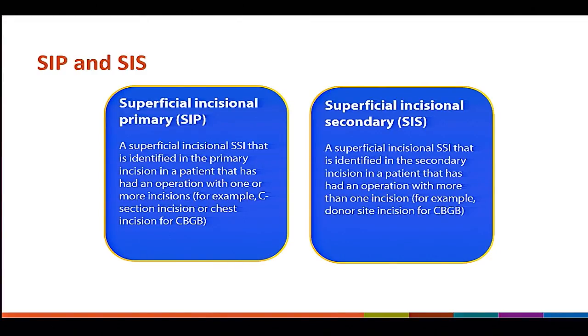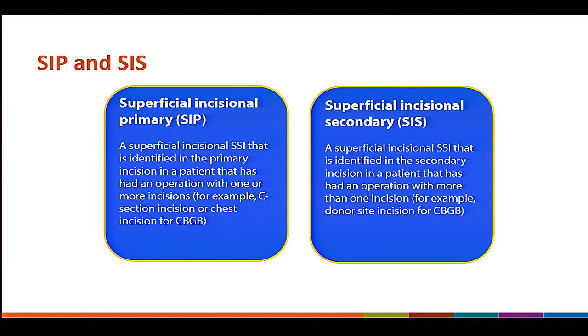Okay, so I want to get into what is a superficial incisional secondary infection. There are, I believe, 7 NHSN operative categories that have a superficial secondary incisional site infection event type that's allowed to be cited to that particular category. A superficial incisional SSI that is identified in a secondary incision in a patient that has had more than one incision would be identified as a CIS.